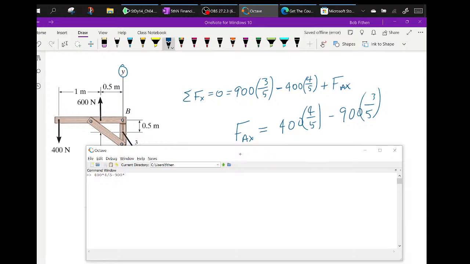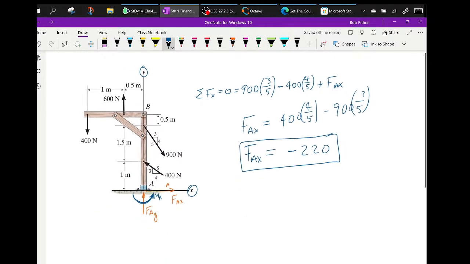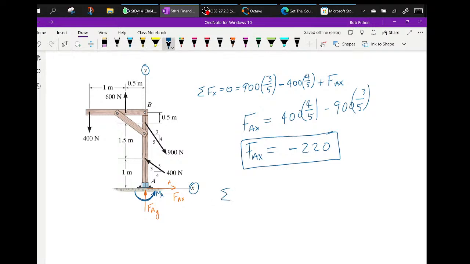900 times 3/5 minus 220. So that's the force that the ground is having to put back on this object. Now, in a second, I'm going to redraw this a little bit, but for the moment, I'm just going to keep it as it is. And then what I'm going to do is sum forces in the y direction. Now, I'll make this positive.